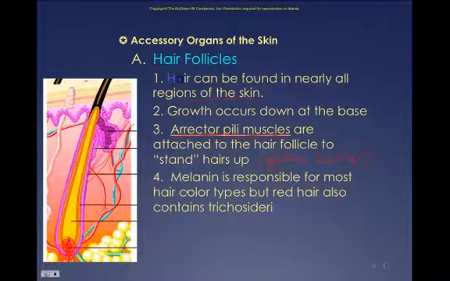And then, again, when we look at differences in terms of hair and hair color, melanin is responsible for most hair color types, okay? So differences in production of melanin are responsible for most of our different hair color types. However, there are a couple other pigments, such as in red hair, where we have this other pigment called trichosiderin, okay? Trichosiderin, that's an N there. And trichosiderin is this extra pigment that we find in red hair color.